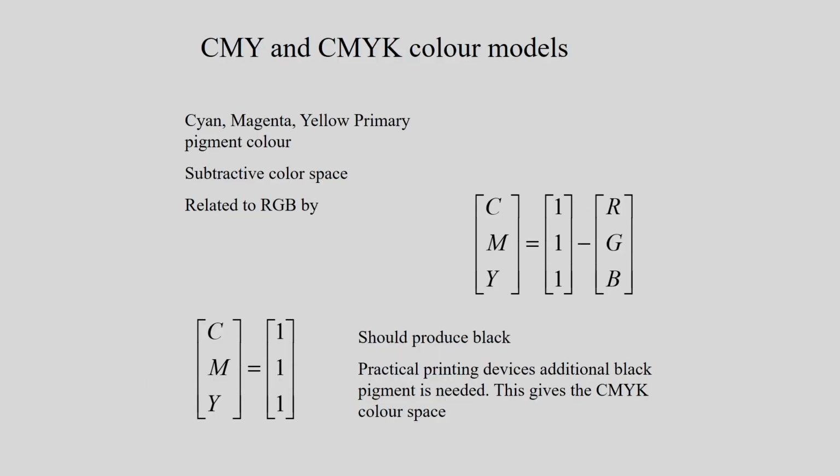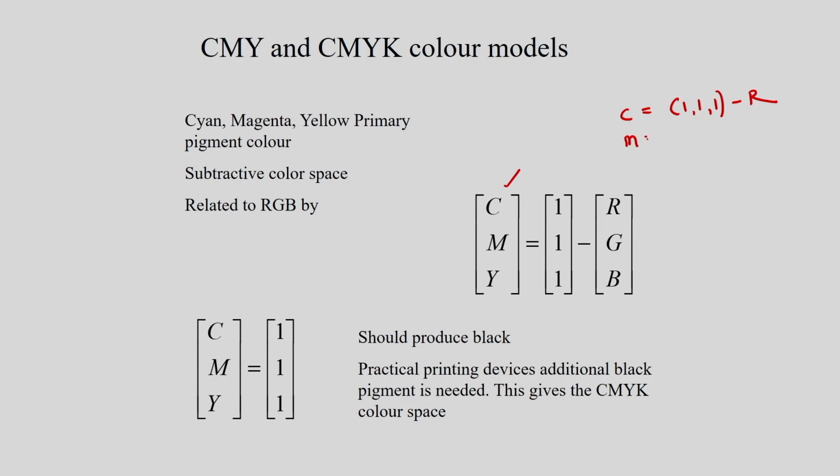The next model is the CMY and the CMYK color models. That means I can get the secondary colors from the primary colors. So, how to get C color? C is equal to 1 minus R. So, you can get C color.